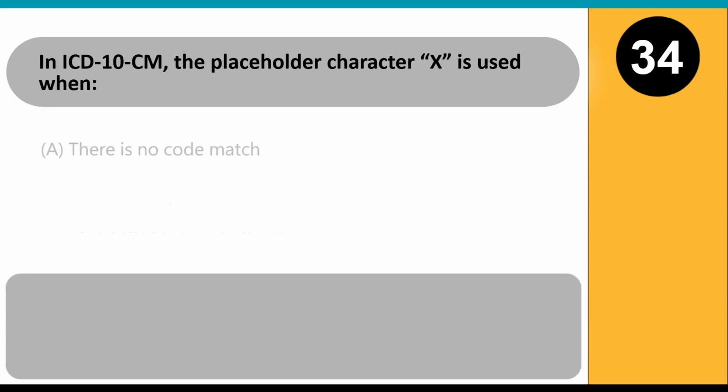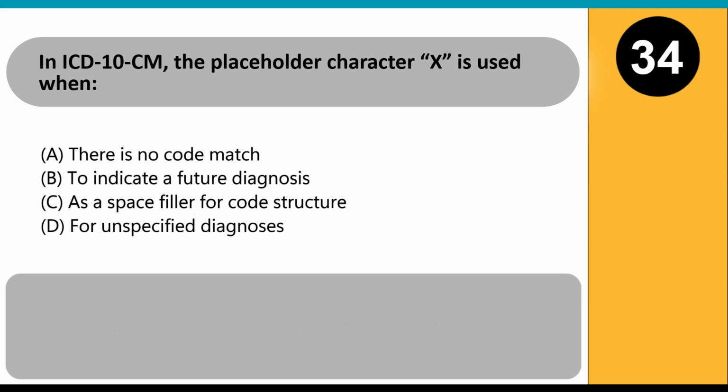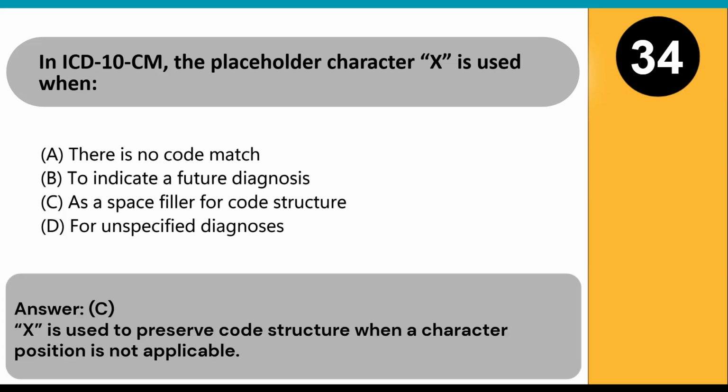In ICD-10-CM, the placeholder character X is used when A. There is no code match. B. To indicate a future diagnosis. C. As a space filler for code structure. D. For unspecified diagnoses. Answer C. X is used to preserve code structure when a character position is not applicable.